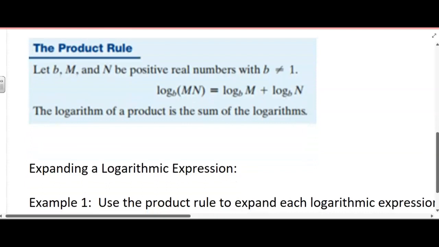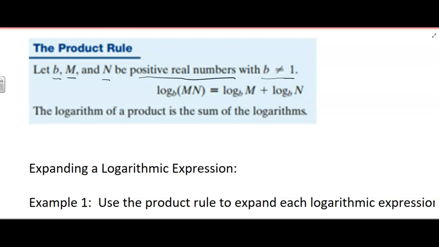And I put this box in because I wanted to go through the wording with you. Let b, the base, and a capital M and a capital N, be positive real numbers, okay? And b doesn't equal 1. So they have to be greater than 0, and they're real numbers. Then if you have some multiplication going on here, it's the logarithm of some base, and in the argument, remember this is called an argument. It's what you're taking the function of. We've seen that word before with functions. You're taking the logarithm of something.